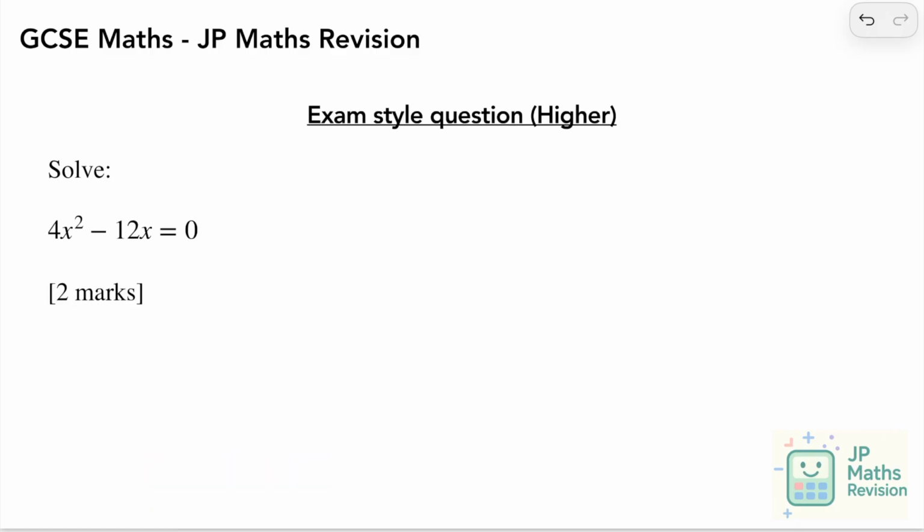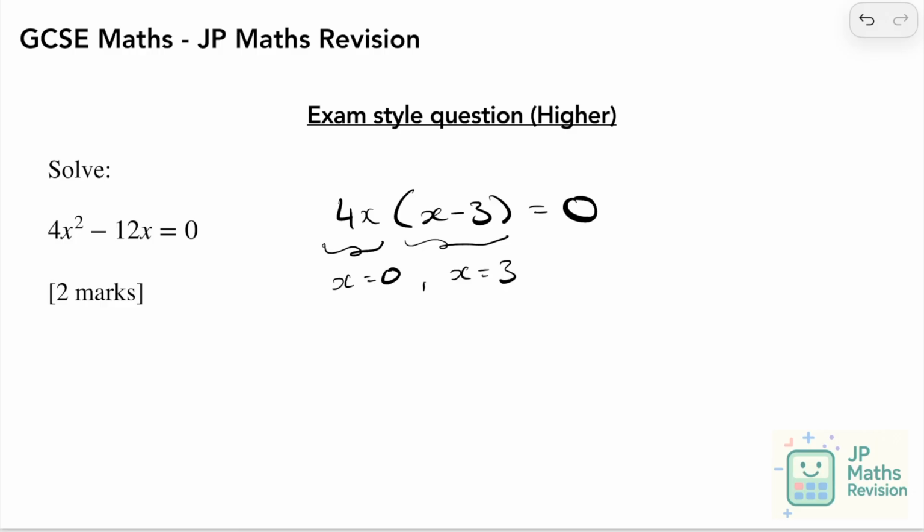Okay, so here's an exam style question on solving quadratic equations. So this time we're factorising, but to factorise this one, we can just pull out a factor of 4x. So we end up with 4x bracket x minus 3 equals 0. Okay, so that one's rather straightforward to factorise. So to make this thing equal to 0, x would need to be equal to 3. So that's one solution. To make this thing equal 0, so if 4 times x is 0, then x would need to be 0. So my other solution is x equals 0.